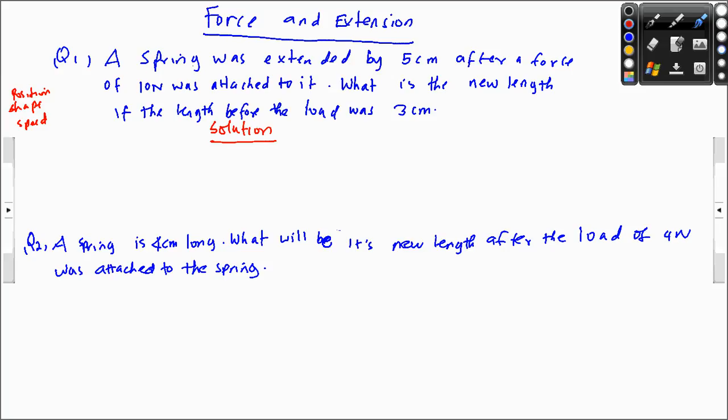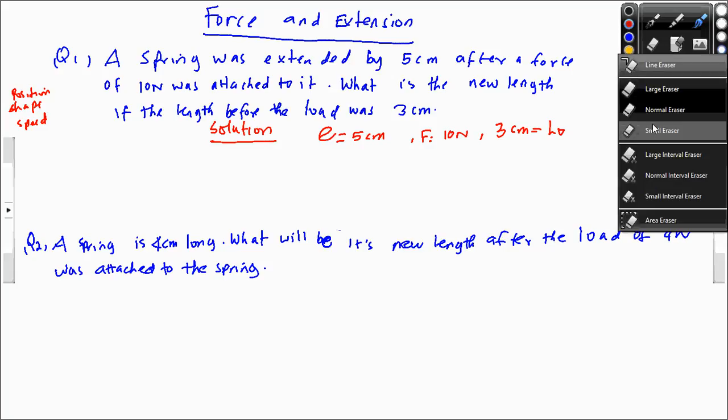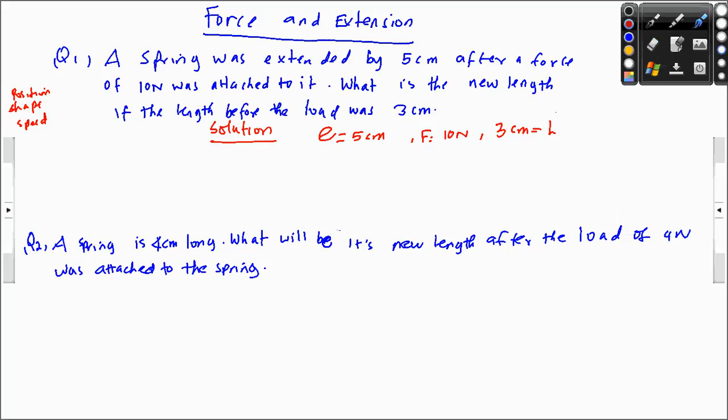Now we say we have a spring that was extended by 5 centimeters. Whenever we're given a question like this, the first thing to do is to write down the values we're given. The extension E is given to be 5 centimeters, and the force acting on it is 10 Newton. Now we want to know what the new length is, when the old length before the load was put on it was 3 centimeters. This is called L1, or we call it L0. Let's call it L1.